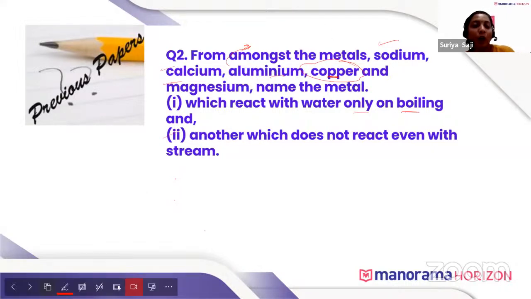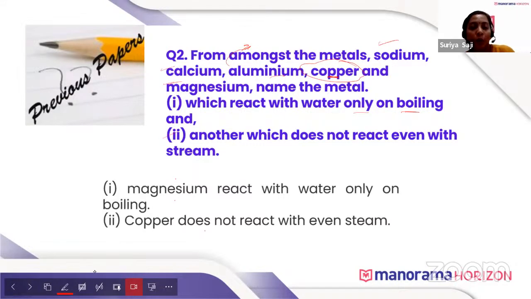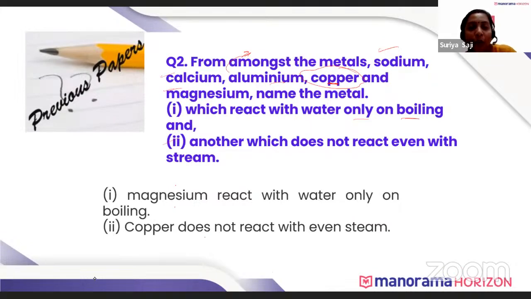We'll see who all have given correct answers. Magnesium, Joseph. Good, Joseph. Copper, good. Then one answer also, Chrislin, good. Then Anlia, good. Very, very good.